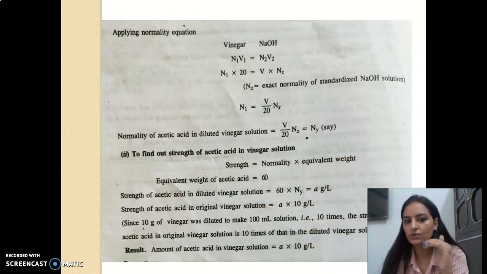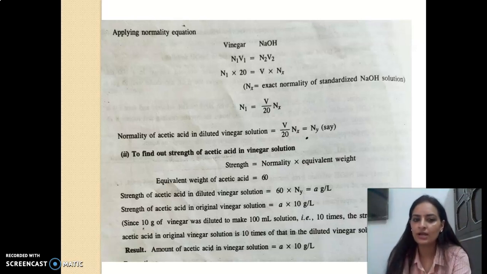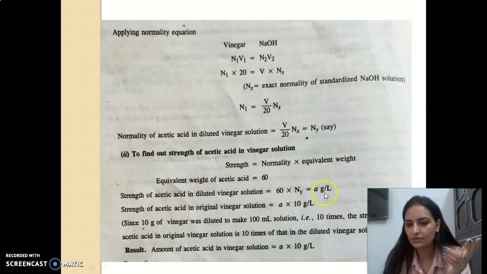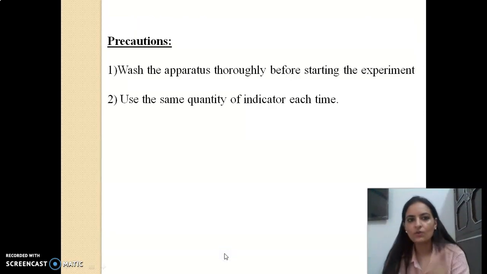Now, if you want to calculate the strength of acetic acid in original vinegar, as you have diluted the original vinegar 10 times, you need to multiply whatever strength you have calculated over here by 10, and you will get the amount of acetic acid that is present in the original vinegar. So now there are some precautions which you have to take into account.